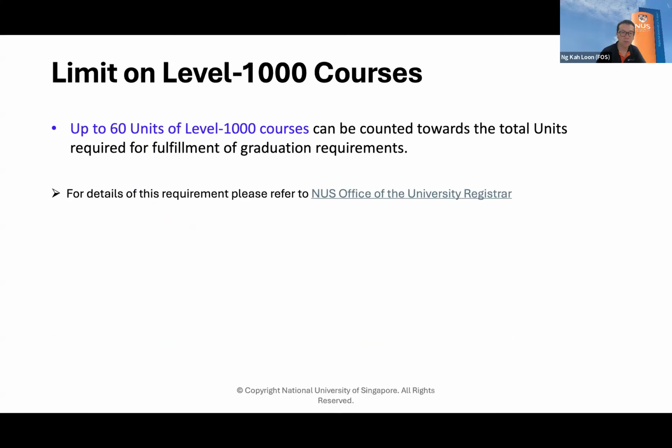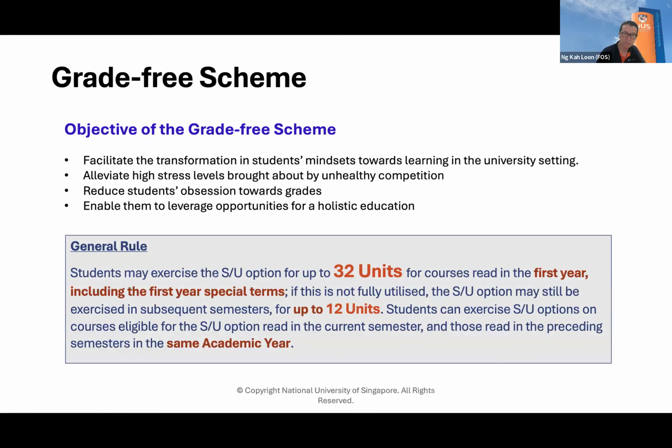In the fulfillment of your graduation requirements, students cannot take more than 60 units of level 1000 courses. All right, so this is to prevent students from trying to push up their GPAs by taking too many level 1000 courses. So I just want to direct students to the given link where this requirement has quite a few details. So everybody should take note of that.